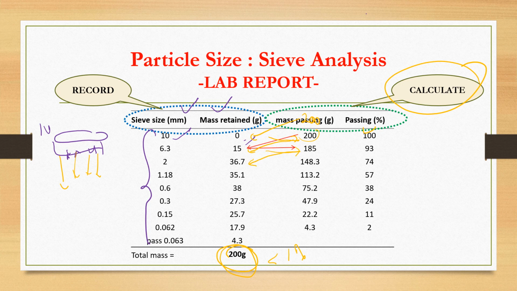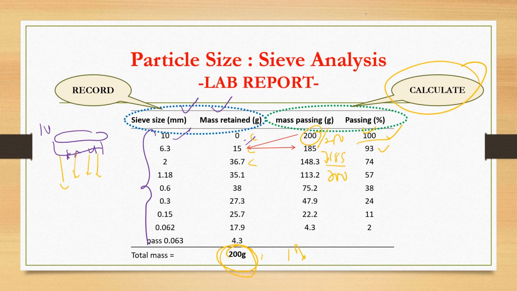185 minus 36.7 here, and followed by the rest of that. So how to calculate the percentage passing? You look back at the mass passing here, divide by the total here, 200, times 100. Here 185 means 185 divided by 200 times 100, you get 93, and followed by the rest.